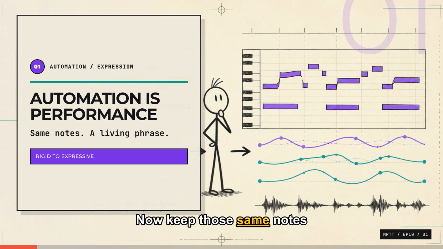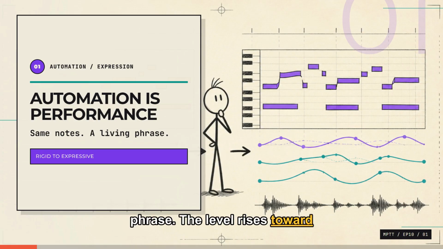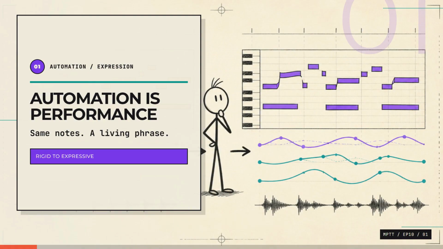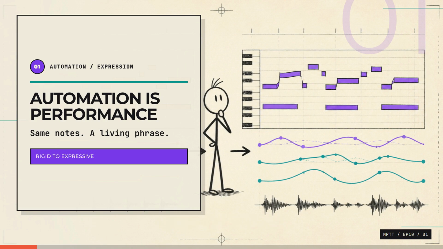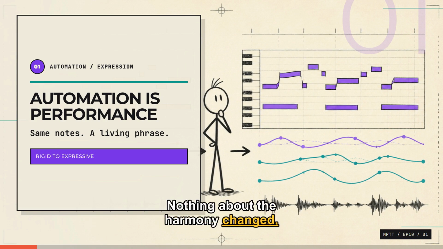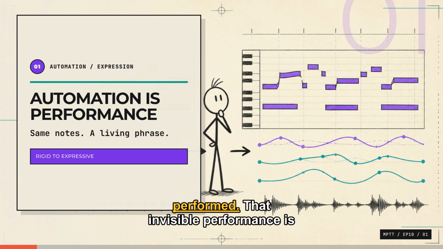Now keep those same notes and let the instrument move. The filter opens into the phrase. The level rises toward the important chord. A little modulation becomes wider in the chorus. An expression curve gives the held notes a beginning, a peak, and a release. Nothing about the harmony changed, yet the part now feels performed.